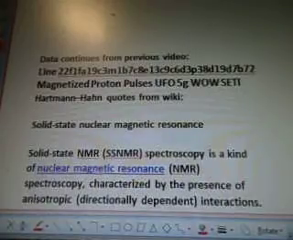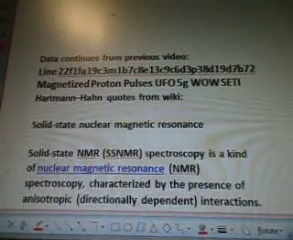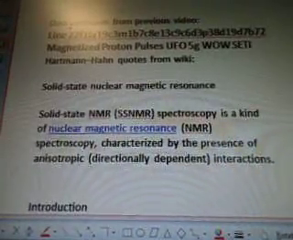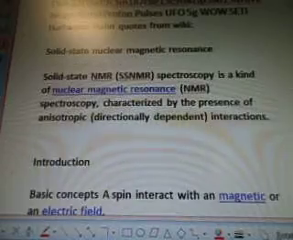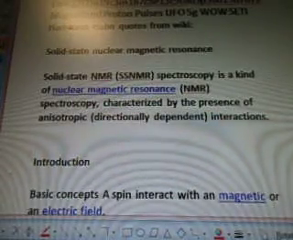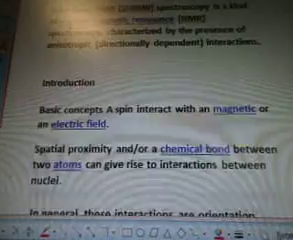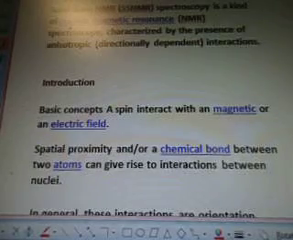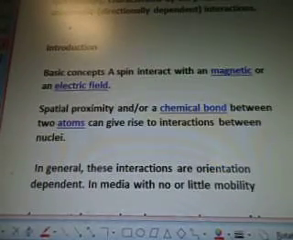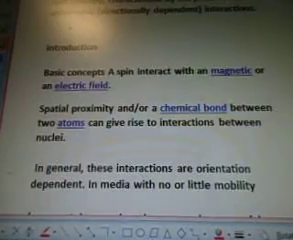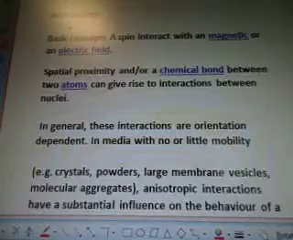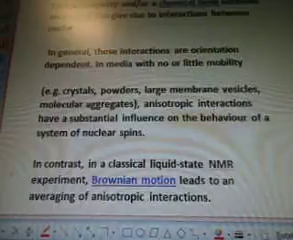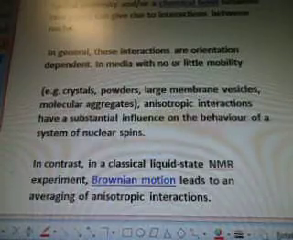Hartmann-Hahn, quotes from wiki: Solid-state nuclear magnetic resonance, solid-state NMR, SSNMR spectroscopy, is a type of nuclear magnetic resonance spectroscopy characterized by the presence of anisotropic, directionally dependent interactions. The introduction: basic steps. Its concepts: a spin interacts with a magnetic or an electric field. Spatial proximity and/or chemical bond between two atoms can give rise to interactions between nuclei. In general, these interactions are orientation dependent in media with no or little mobility. Examples would be crystal powders, large membrane vesicles, molecular aggregates.